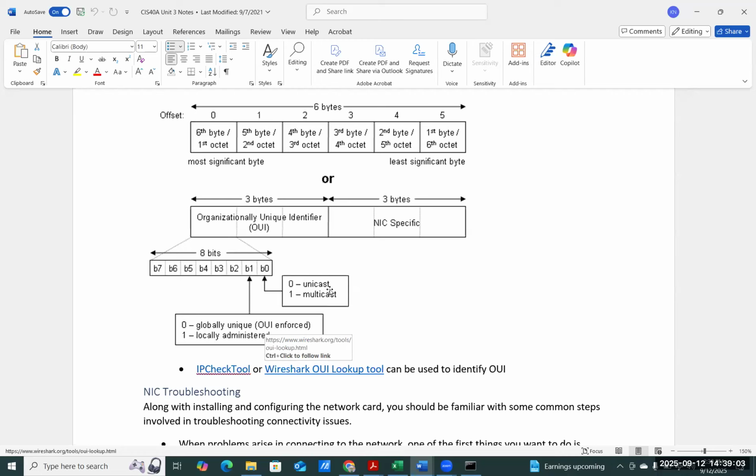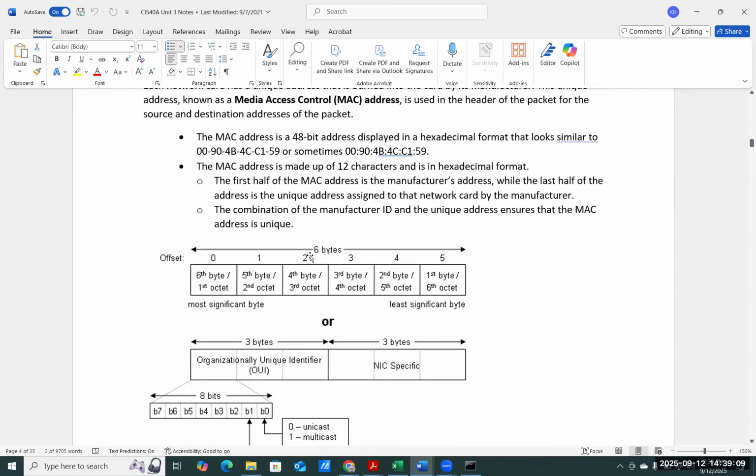And sometimes the website uses a colon as a separator, not a dash. So you just have to make sure that you type in the right format. MAC address sometimes is represented like this with the colon, or sometimes it's represented with the dash like this, okay? So they are hexadecimal characters, that's a base 16 number.